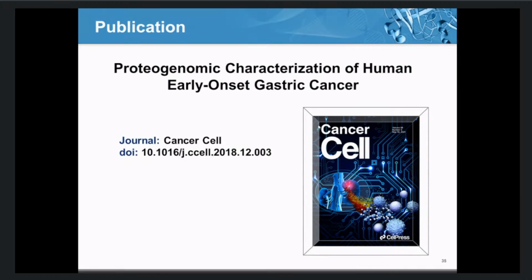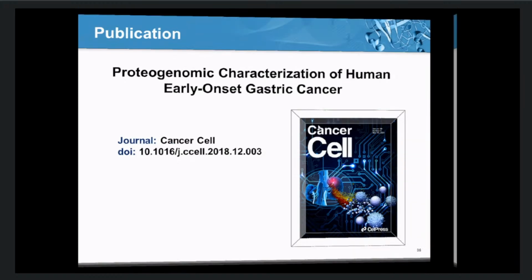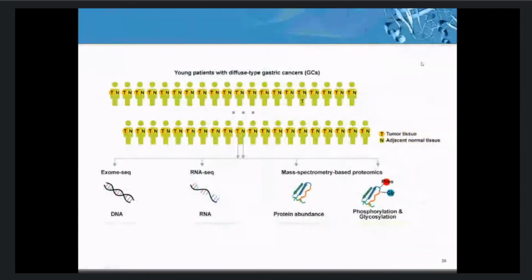Where we worked on human early onset gastric cancer among patients less than 35 years old. As you can see, we took young patients with the diffuse type of gastric cancer, where we got tumor and normal samples from each patient. T is the tumor tissue and N is the adjacent normal tissue. And we did whole exome analysis, and then whole RNA sequencing analysis, and we also worked at the whole proteome level.